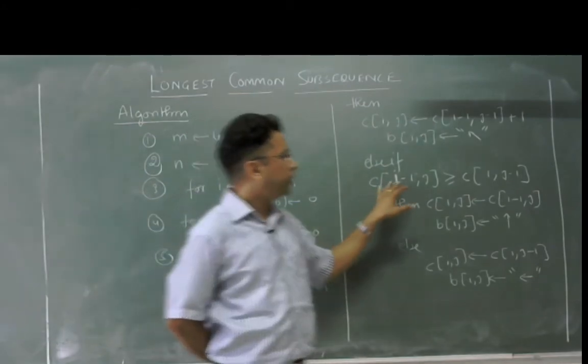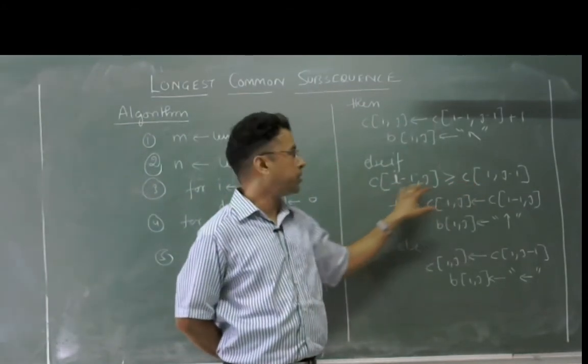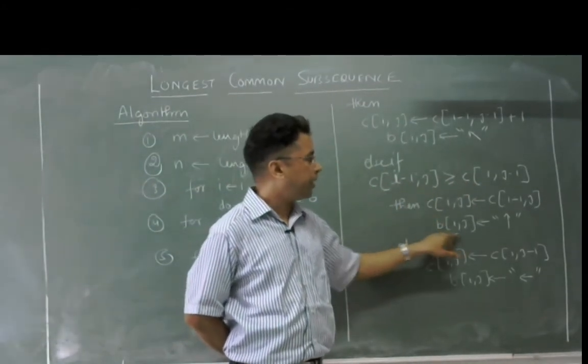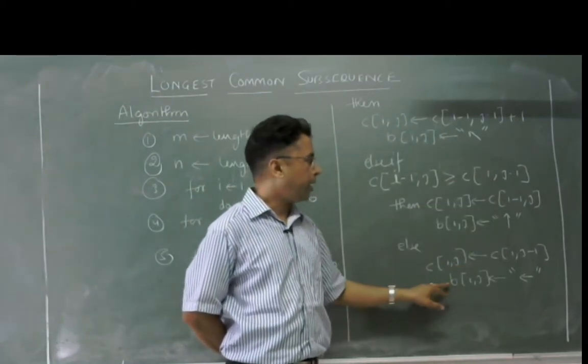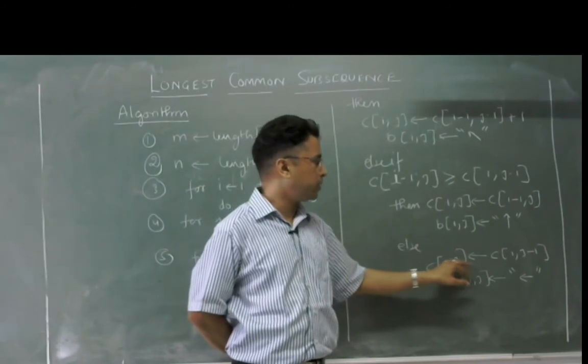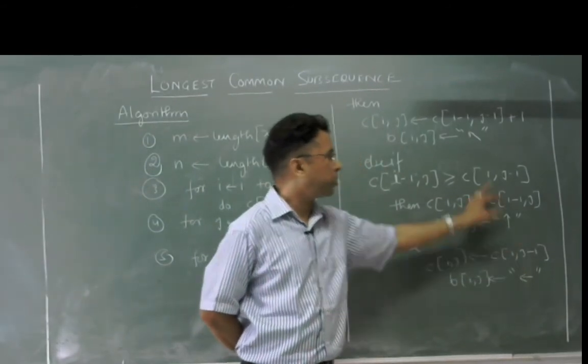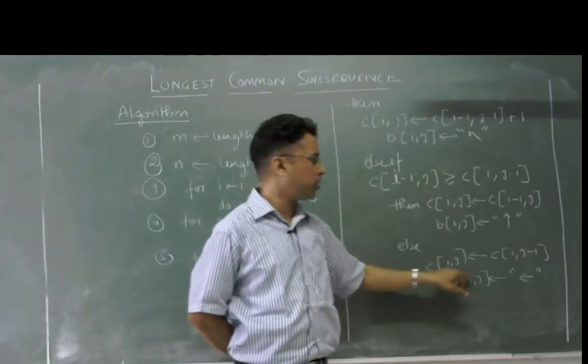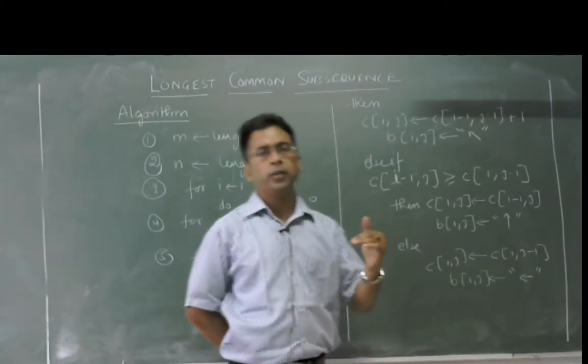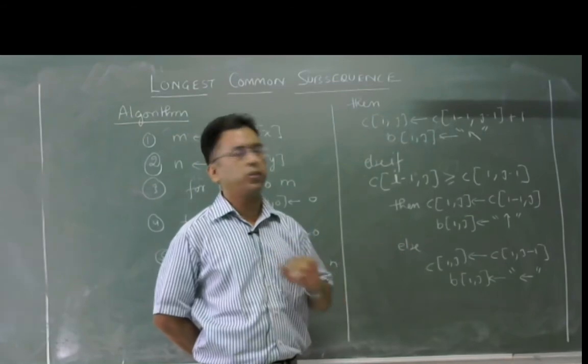And if they are equal, or C[i-1, j] is greater, then the arrow is in the upward direction. And when C[i, j-1] is greater than C[i-1, j], then in that situation the arrow is placed horizontally like this.